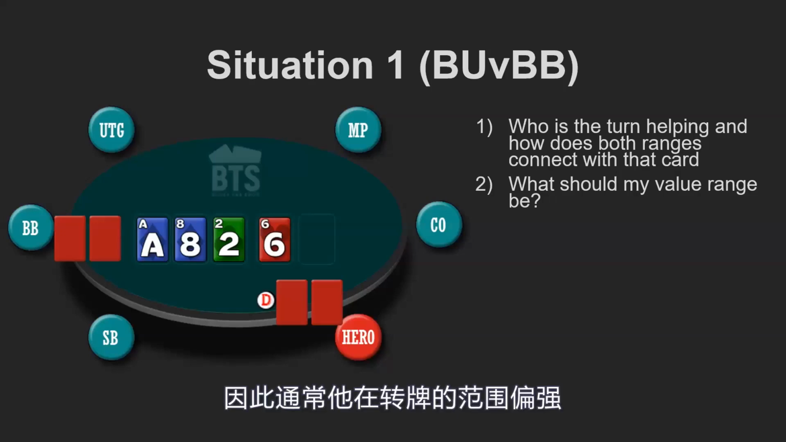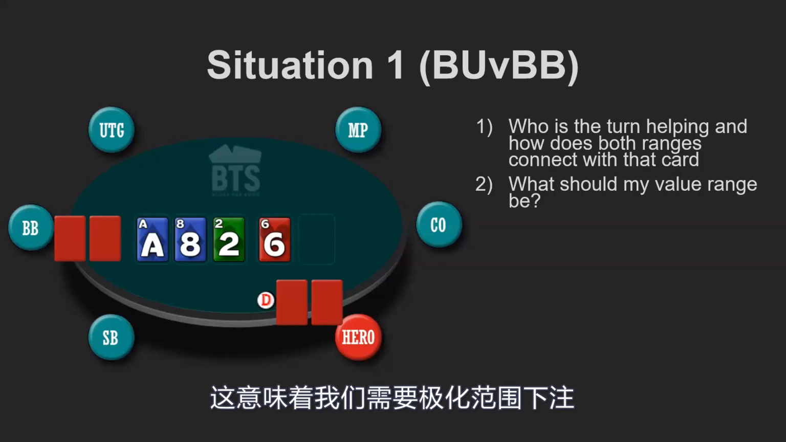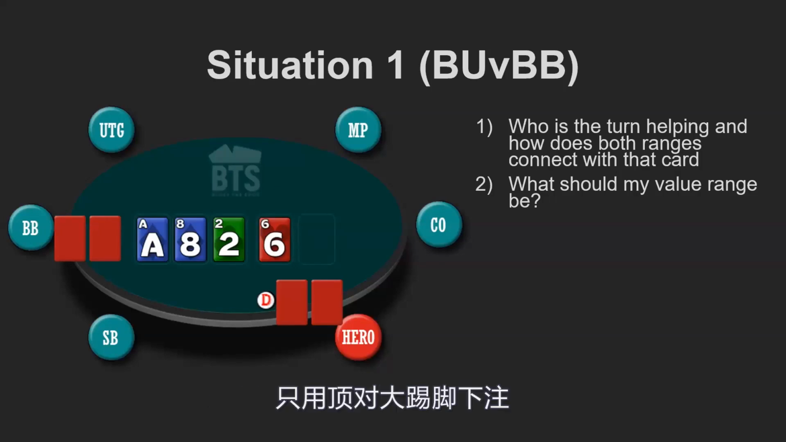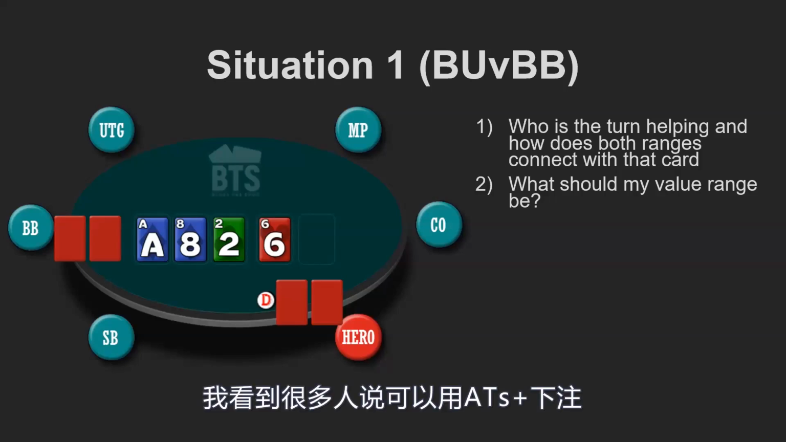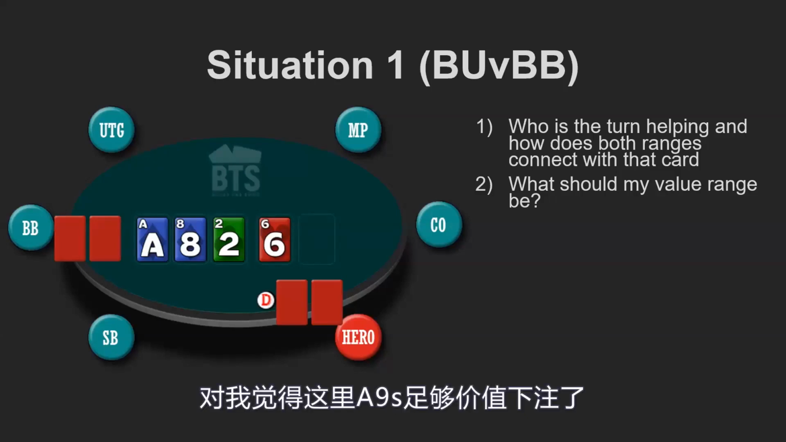So he's going to get to the turn with a stronger range than he should. That means we have to polarize ourselves and bet something like a strong top pair or better. A lot of you guys were saying something like ace 10 plus. I would even go with something like ace 9. Ace 9, I would still feel pretty comfortable putting in as a pretty big bet.